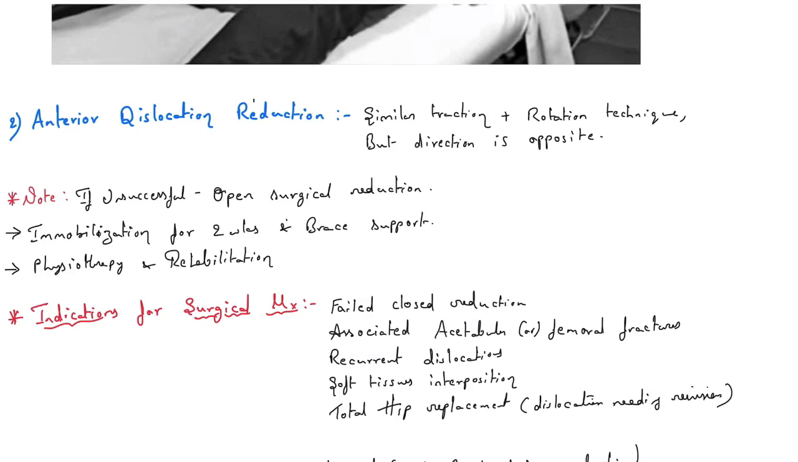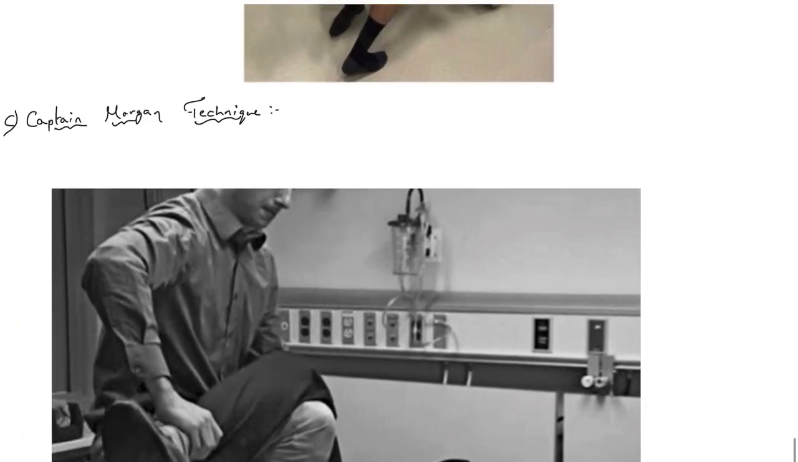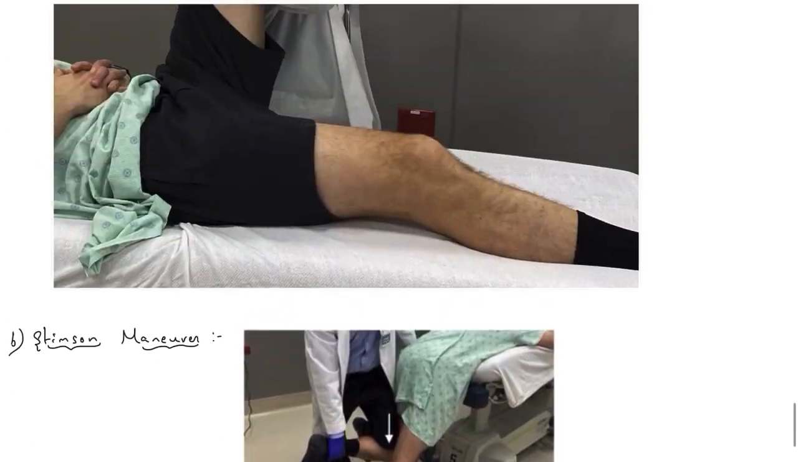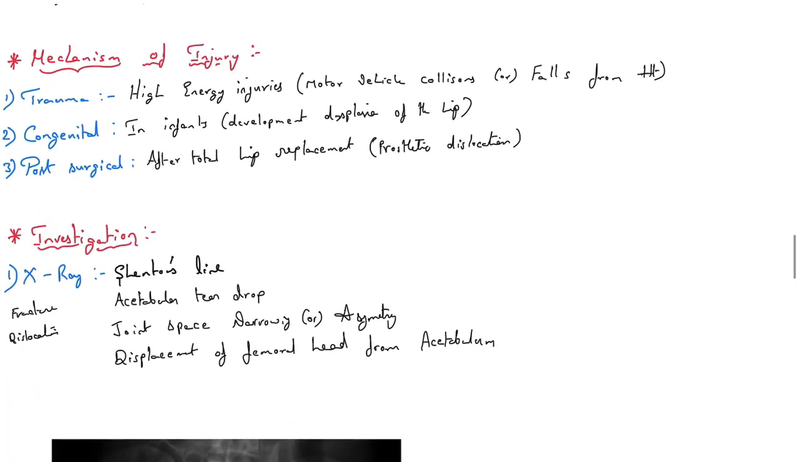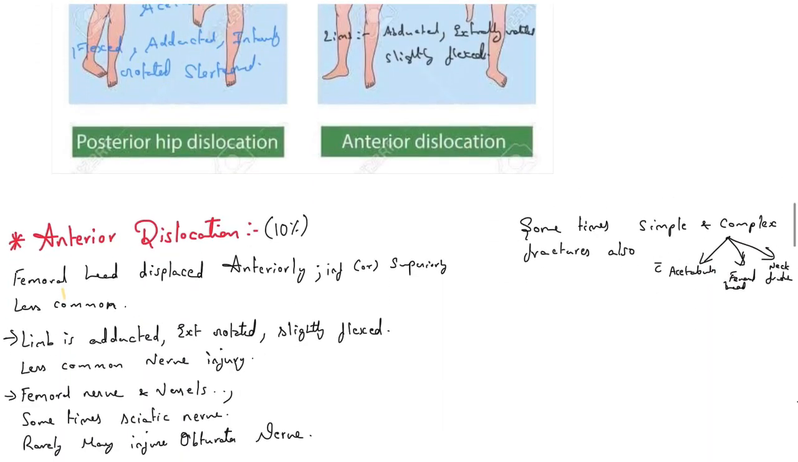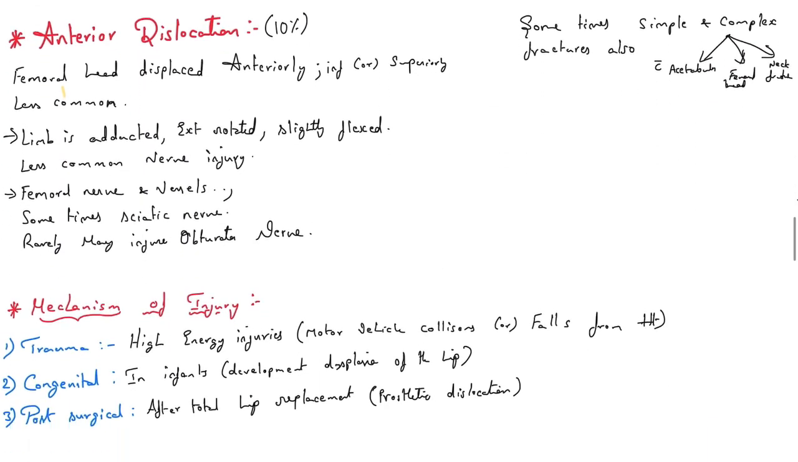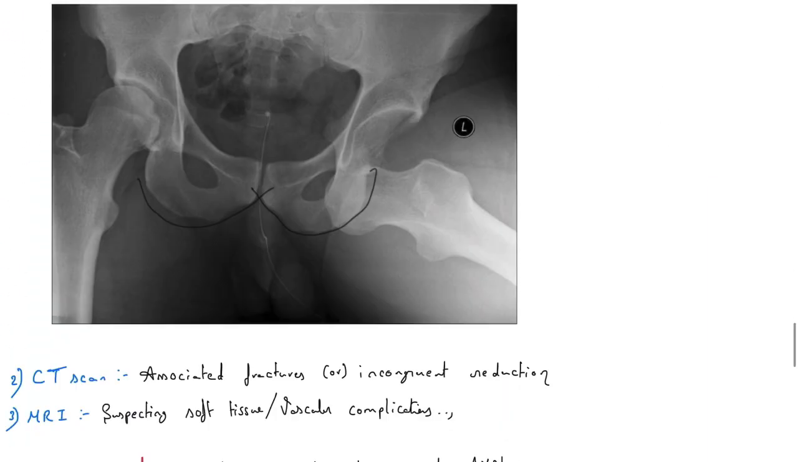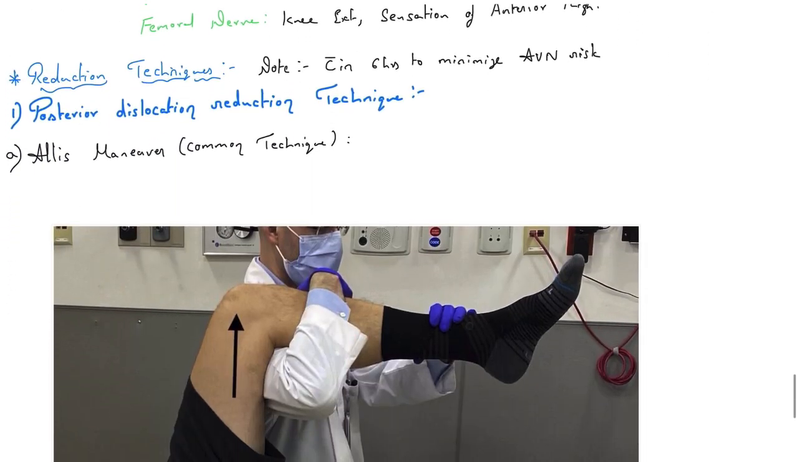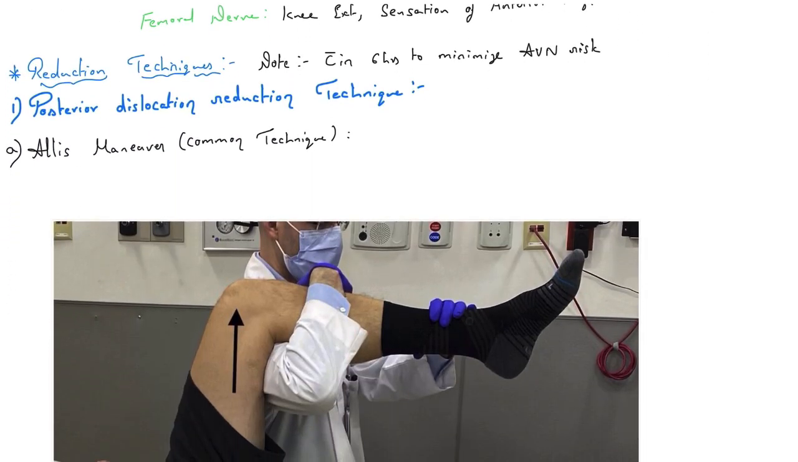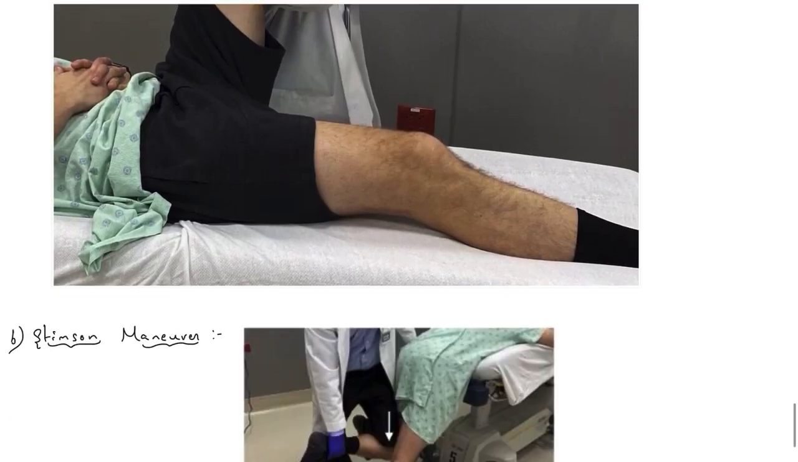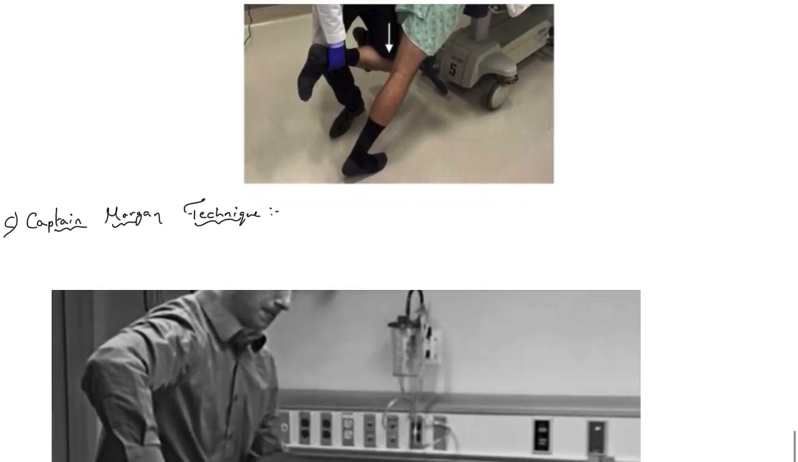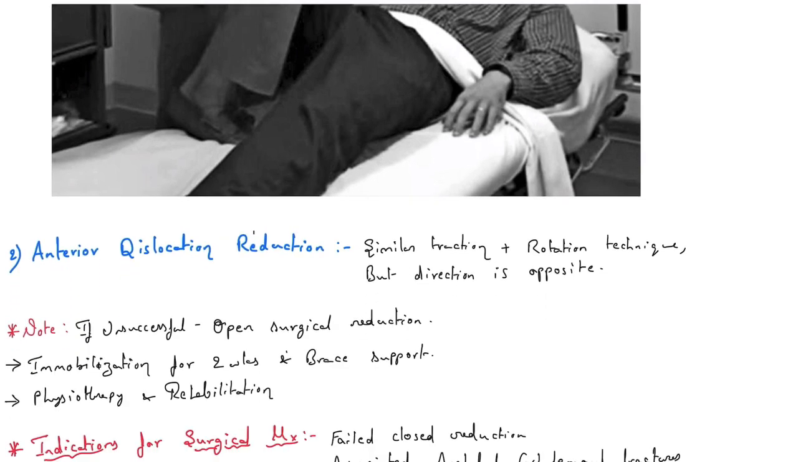Okay, so these are the things about hip dislocation. I already covered everything: we discussed a little anatomy, investigations, and mechanism of injury, and the types of dislocation, anterior and posterior dislocation, and some surgical management. We also studied some techniques, like the Allis maneuver, Stimson maneuver, and Captain Morgan technique, and some complications, and how we can start with rehabilitation.